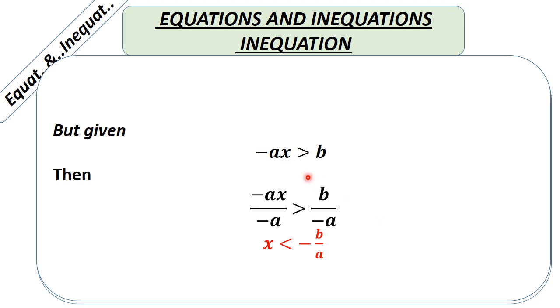So this is a good example of where it changes: negative ax greater than b. We divide both sides by negative a. The negative a and negative a cancel, and we have x here. On the other side, negative a won't cancel because there's no negative a on top. But because we've divided both sides by a negative, the sign reverses. It was greater than, now it's less than. So that's the golden rule: whenever you divide by a negative number, remember to reverse the sign.